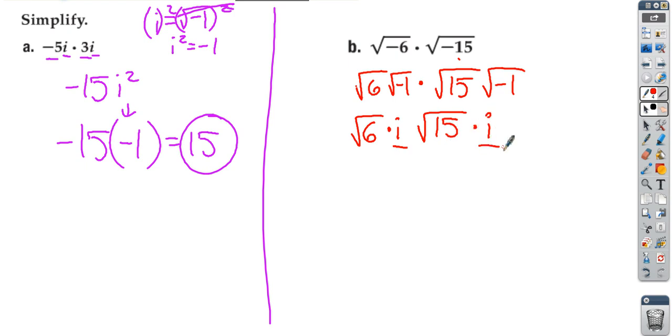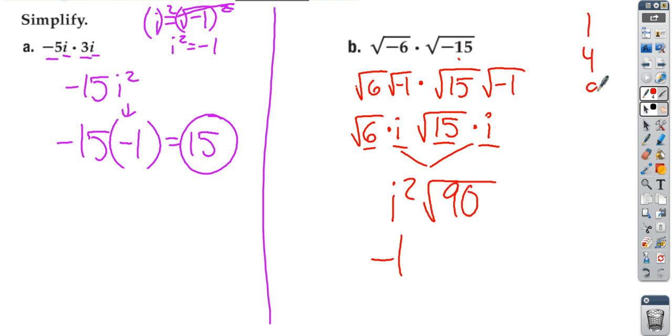Now we can do i times i, which is i squared. And remember that's negative 1. And we have root 6 times root 15. 6 times 15 is 90. And now we're at the point where we were before. We can look for perfect squares to pull out of that.